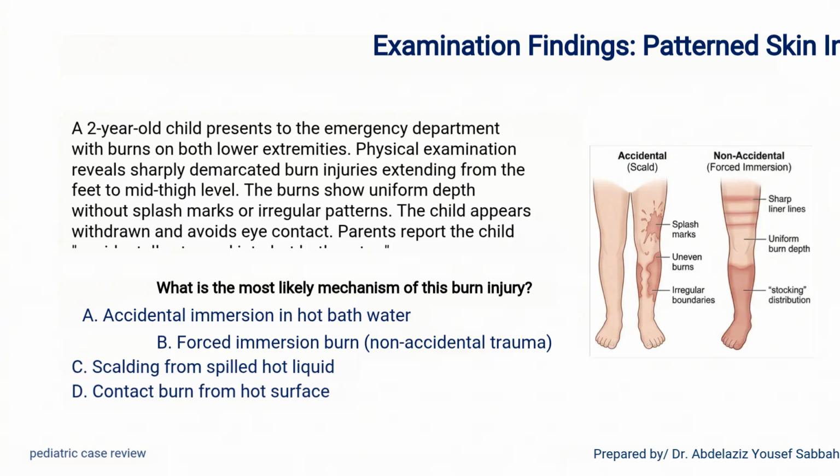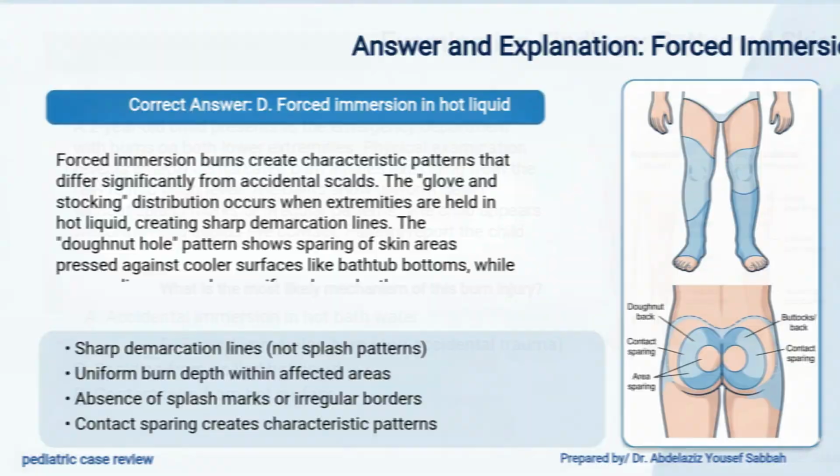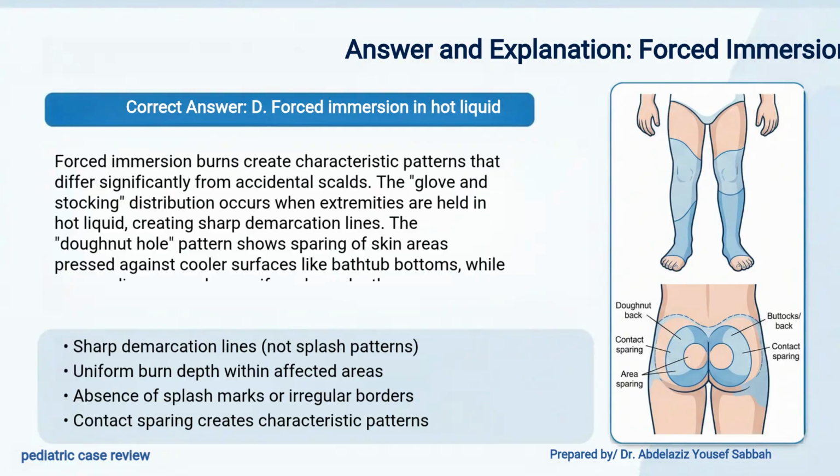Option A, accidental immersion in hot bath water. Option B, forced immersion burn representing non-accidental trauma. Option C, scalding from spilled hot liquid. Option D, contact burn from a hot surface. The correct answer is option B, forced immersion in hot liquid.